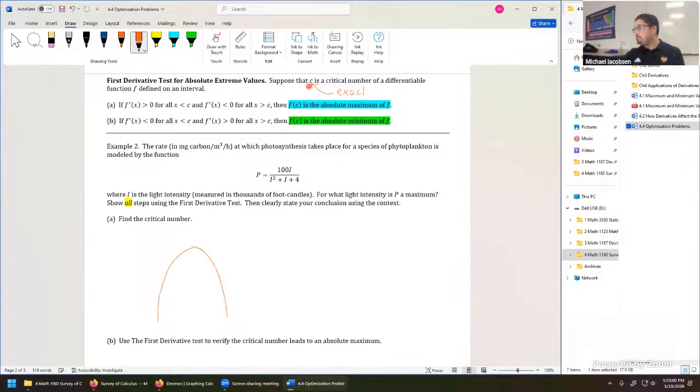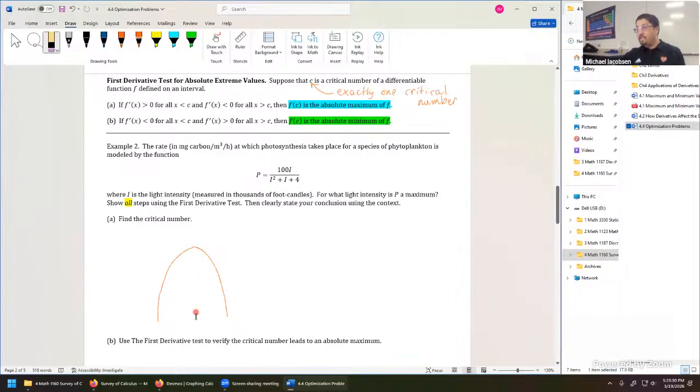Exactly 1 critical number. Because if there was another critical number, it would have to turn around like this to give another horizontal tangent line, but then it would violate this when it said the first derivative is negative, decreasing for all x beyond that critical number.